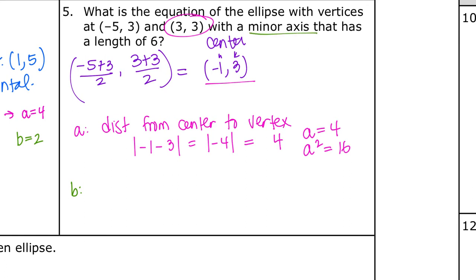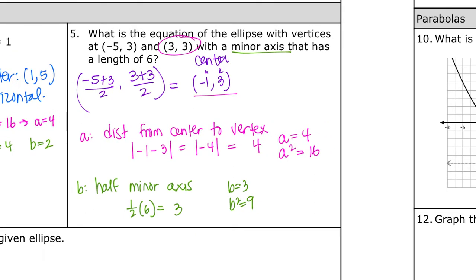B is going to go with the minor axis. Specifically, it's half the minor axis. So they told us that the minor axis was 6. Half of 6 is 3. B is 3. B squared is 9.